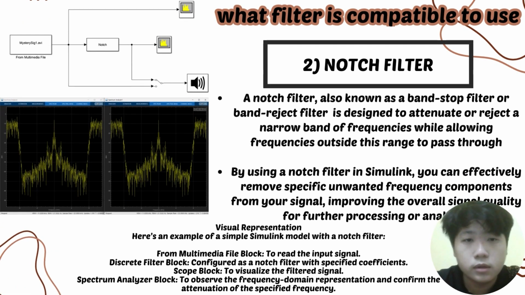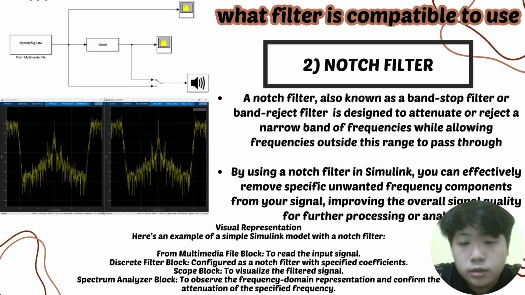For task 4, we change the Butterworth filter to a notch filter. A notch filter, also known as a band stop or band reject filter, is designed to attenuate or reject a narrow band of frequencies while allowing frequencies outside this range to pass through. By using a notch filter in Simulink, we can effectively remove specific unwanted frequency components from our signals, improving the overall signal quality for further processing or analysis.